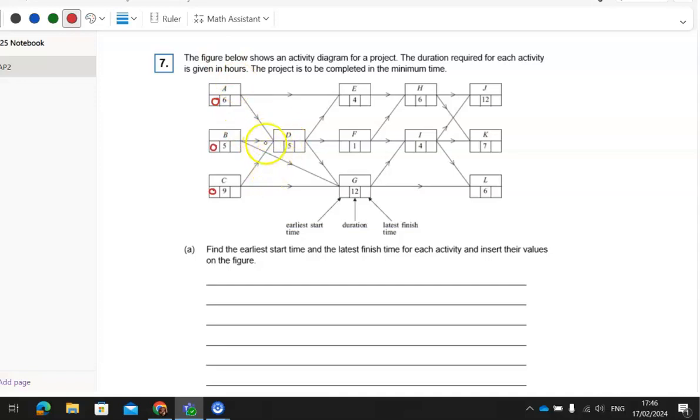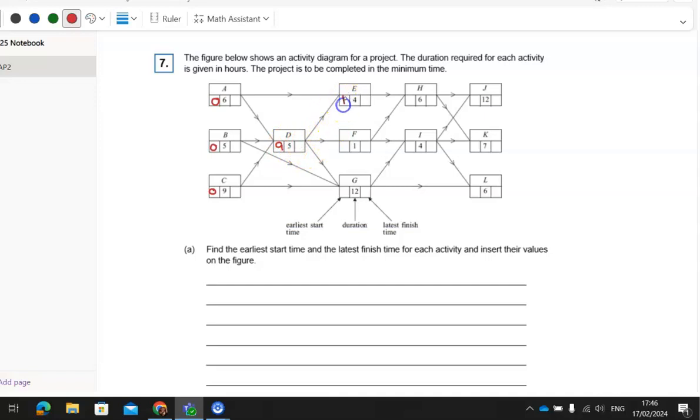So the earliest time that D can start is when C is finished. So D can only start at 9. B and C also feed into G, but as does D, so that one's a bit trickier. E is fed by D and A. Right, so the earliest D can finish then is going to be at 14.